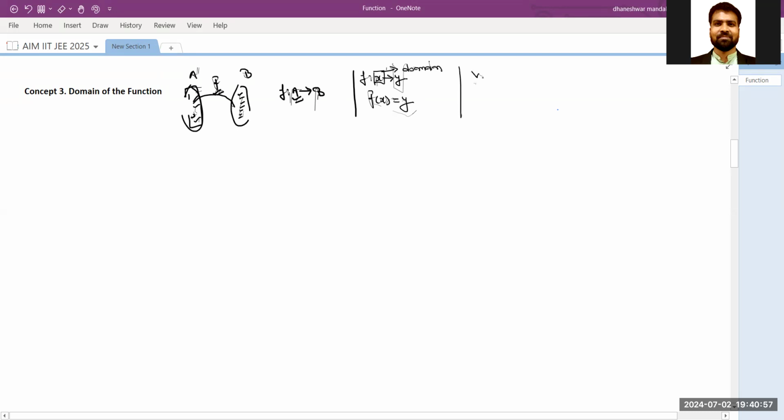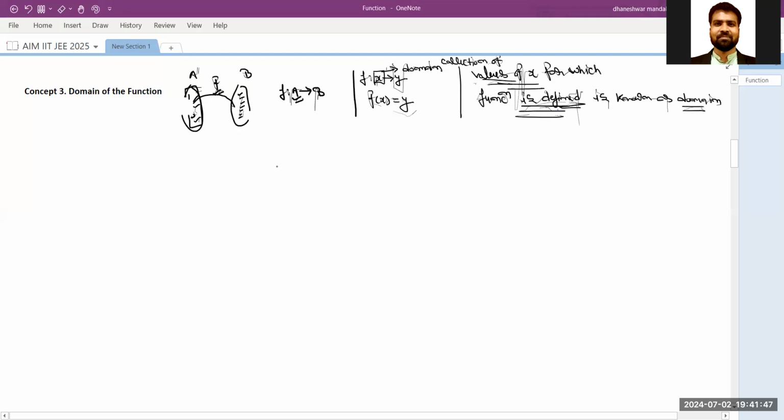And what is the other definition? Values of x for which the function is defined. So the collection of all the values of x for which this function is defined is known as the domain. So I have to take the set or collection of all values of this x. Okay. So now I'm adding: collection of values of x for which the function is defined.